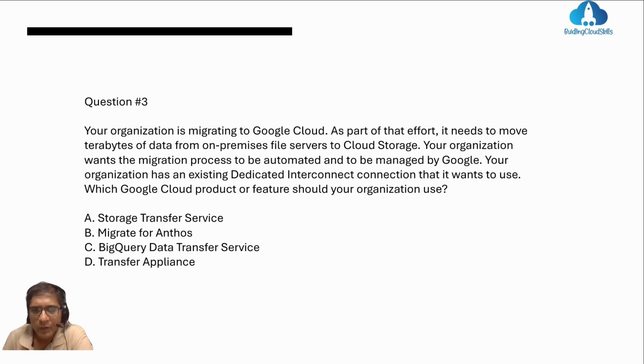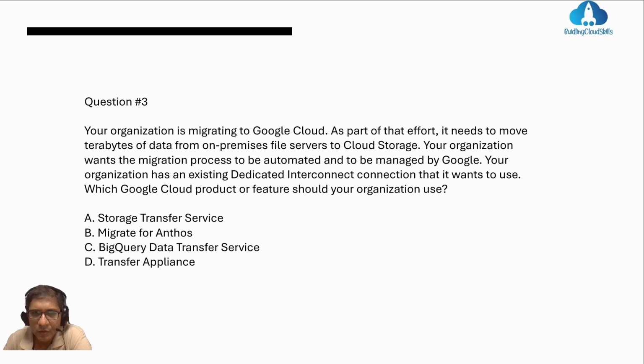Question 3. Your organization is migrating to Google Cloud. As a part of that effort, it needs to move terabytes of data from an on-premise file server to cloud storage. Your organization wants the migration process to be automated and to be managed by Google. Your organization has a dedicated interconnection connection that it wants to use. Which Google Cloud product or feature should your organization use?